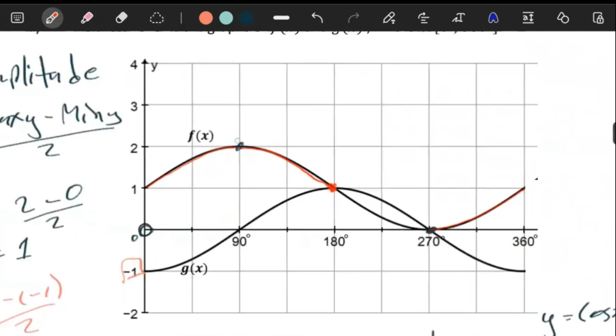Specifically at 90, it's not increasing or decreasing because it's not doing anything. At 270, it's also not increasing or decreasing, because before that, it would have been decreasing. After that, it's increasing. So in the middle here, none of those things are happening, you see.